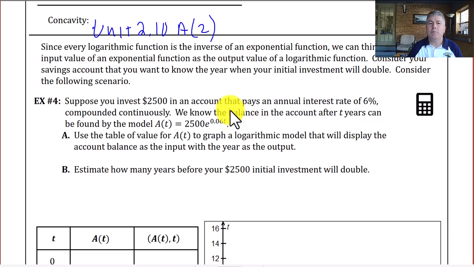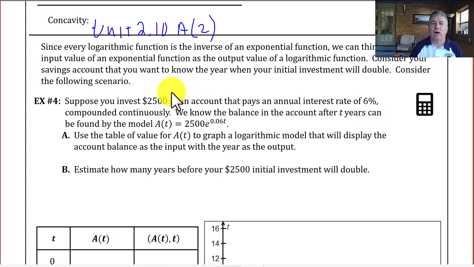Welcome back. The objective of this video is to explore logarithmic functions as inverses of exponential functions. We're going to start here with an application problem in Sample 4. Since every logarithmic function is the inverse of an exponential function, we can think of every input value of an exponential function as the output value of a log function.